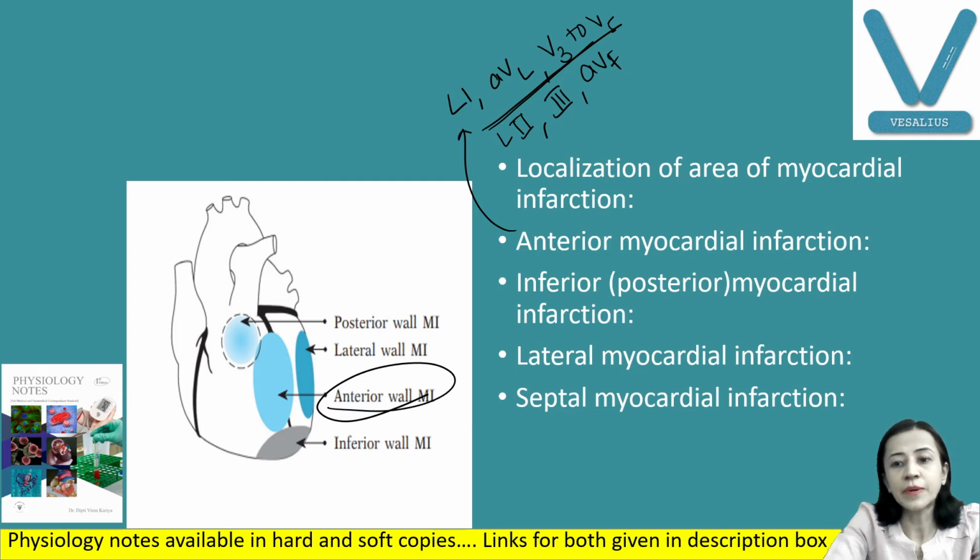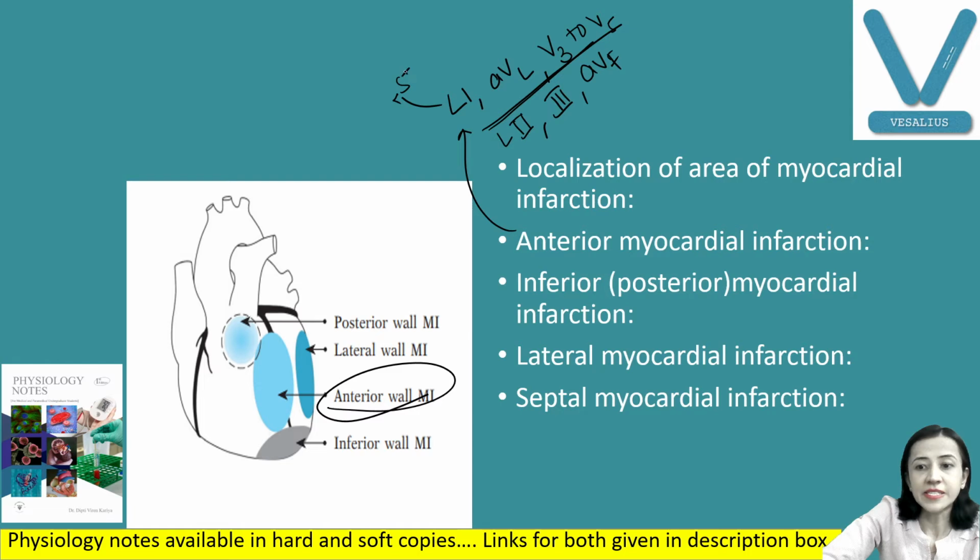Again I repeat, what are the reciprocal changes and normal changes? In the area of infarction there is ST elevation. In these leads you have ST elevation, and in the reciprocal leads they have ST depression.